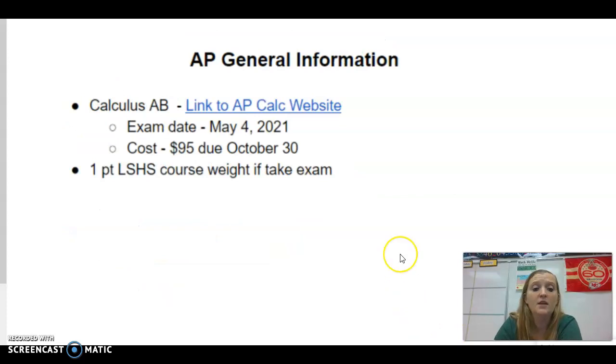Okay, AP. Some of the students will want to take this as an AP course and take the AP exam. If they sit for the AP exam in May, they will also get a 1-point weight for their high school grade. That date is May 4th, and the cost for that test is $95, and that will be collected in October as well. We'll have different people helping us, like Ms. Metzler with the IB, and maybe Ms. Farron with the AP, getting those fees and everything, and I'll make sure to communicate those as well.